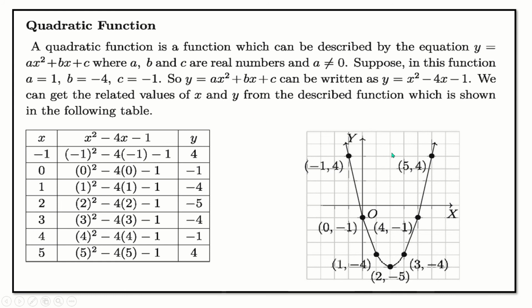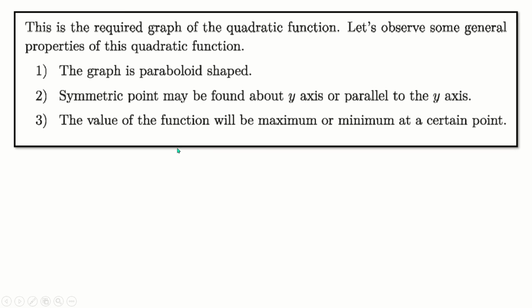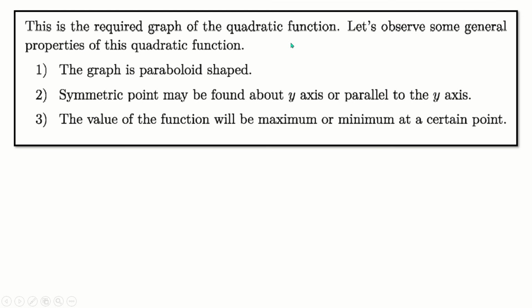So for a quadratic function with a single quadratic variable, that means here x and y are two variables, but only one will be quadratic. X is quadratic here. That means a single variable is quadratic. Then the graph will be this parabolic, and these are the characteristics of this graph. This is the required graph of a quadratic function.